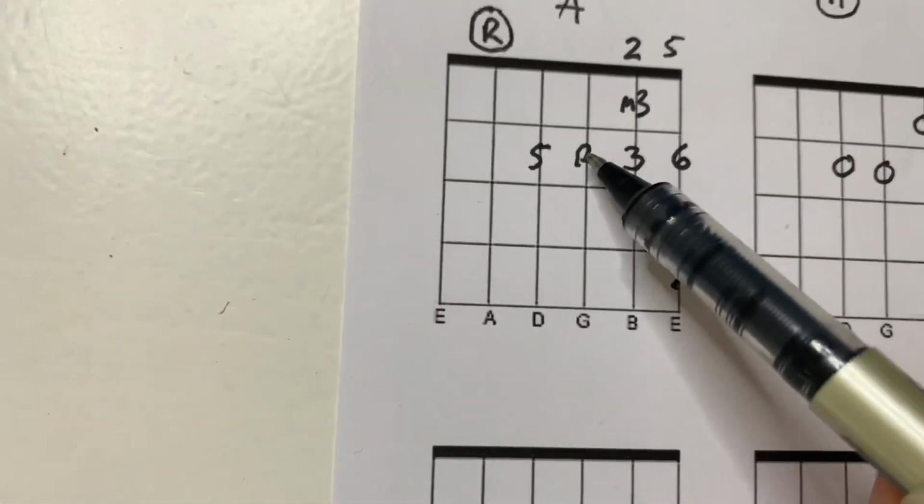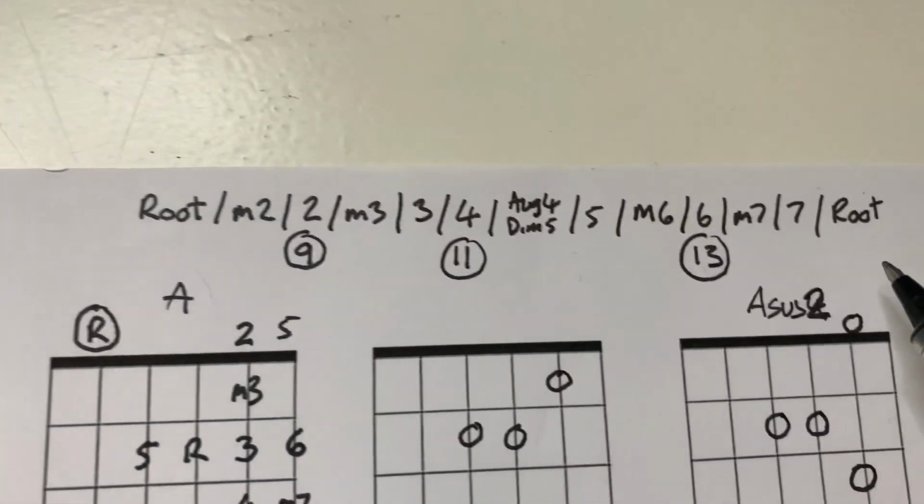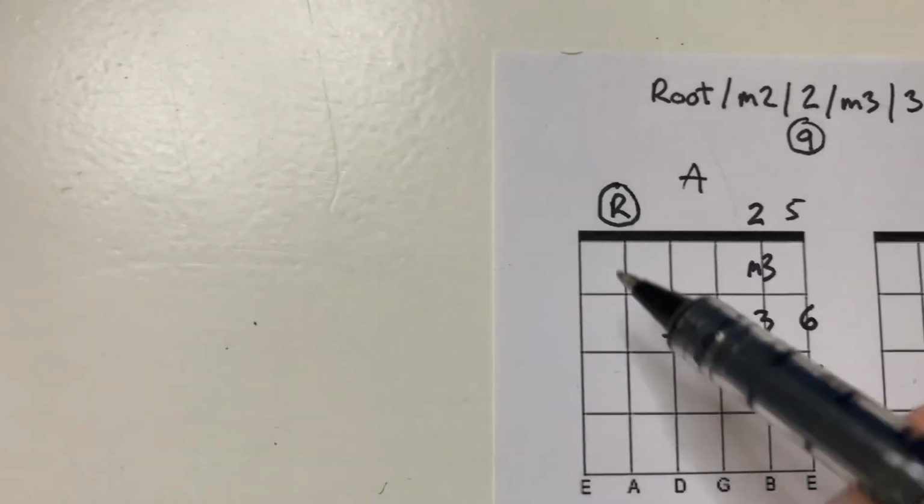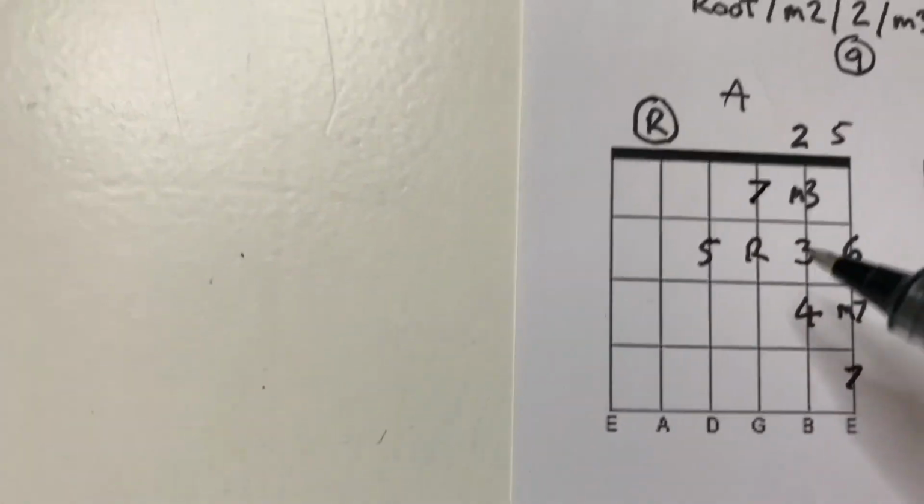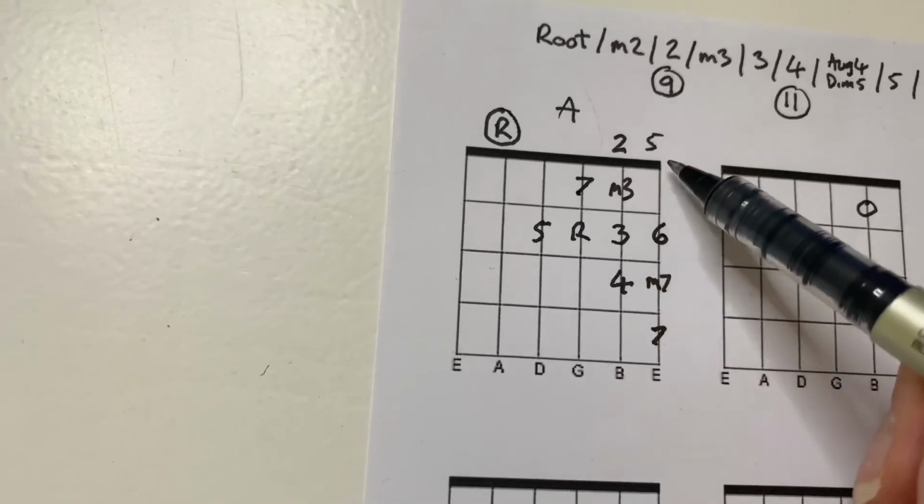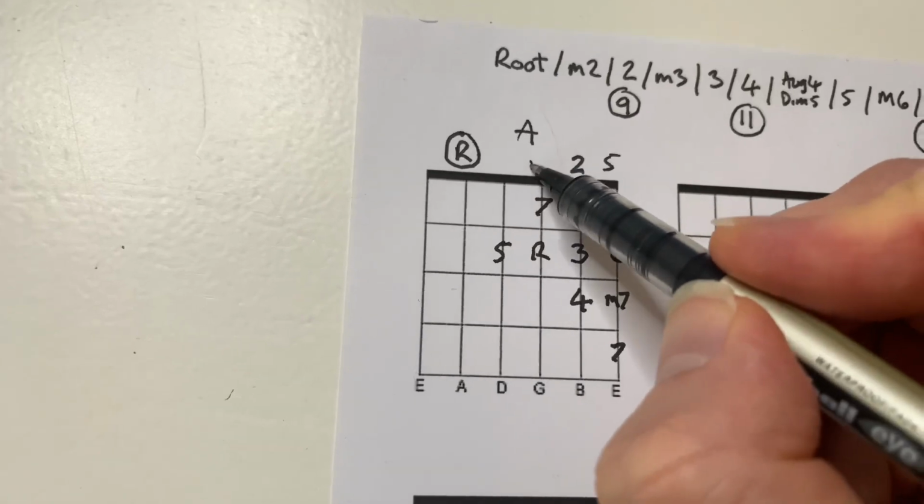Now when we're looking at our root here, before the root comes a major 7th. So I've got a 7 there. So if I used that note, that note, that note, and that note, that would give us an A major 7, a minor 7th here.